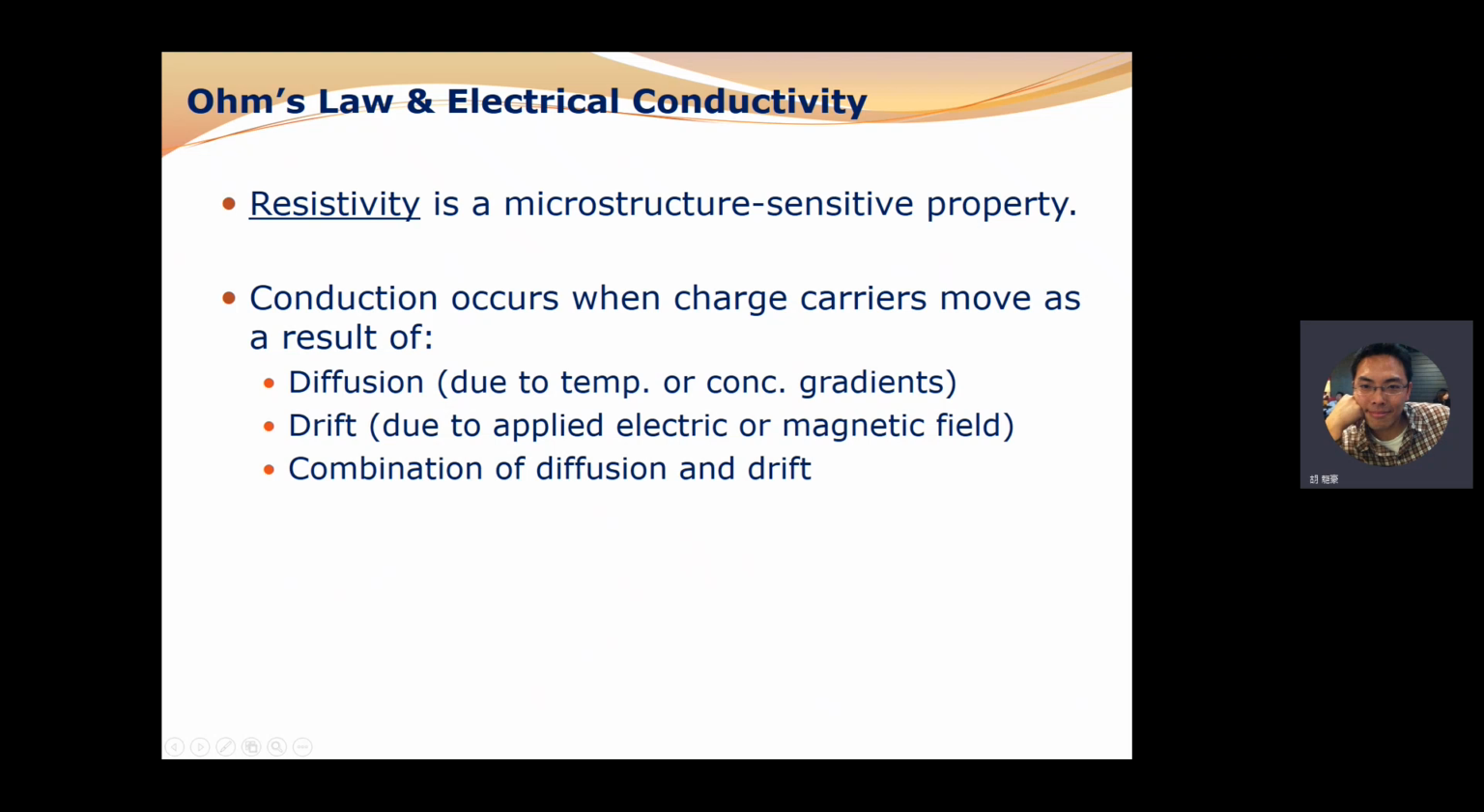And resistivity is a microstructure sensitive property. Of course, if there are some imperfections or doping, that will highly affect it. Conduction occurs when charge carriers move as a result of diffusion, drift, or a combination of diffusion and drift. Diffusion we already discussed in previous chapters; it is highly correlated to temperature and concentration gradient, right? And drift is due to the applied electrical and magnetic field. The charge carrier here is the electron, or hole. Of course, we're going to focus on electrons first.